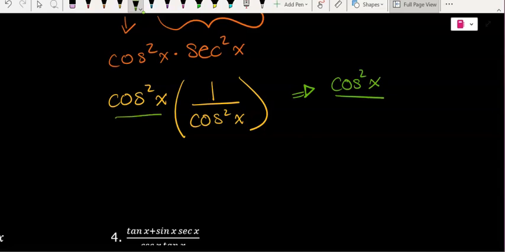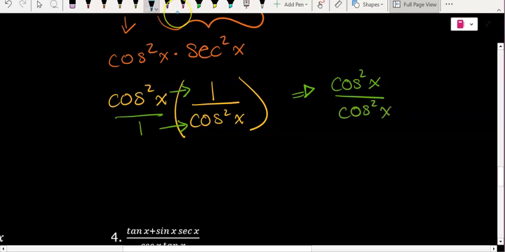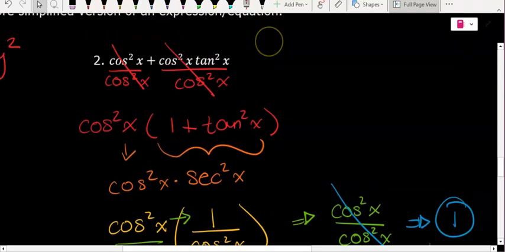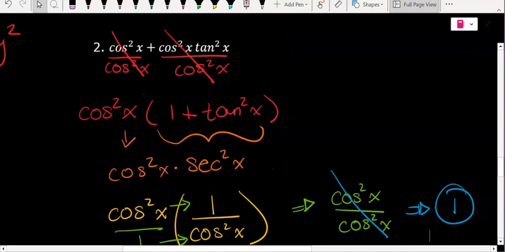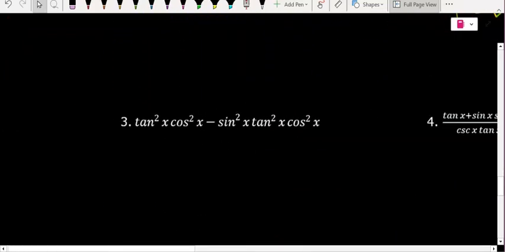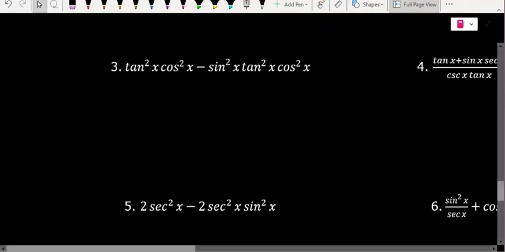don't, remember that if you're multiplying fractions, they just go straight across. And so that's going to get me cosine squared over cosine squared, which, okay, we should see it there. That's going to cancel out completely, and it doesn't equal 0, it equals 1. So this expression that I have written here, cosine squared plus cosine squared tangent squared, simplifies down to just simply 1. Okay, let's try number 3 here.